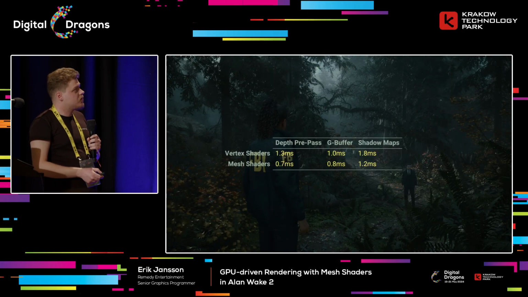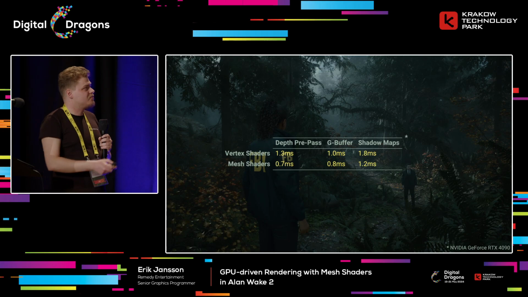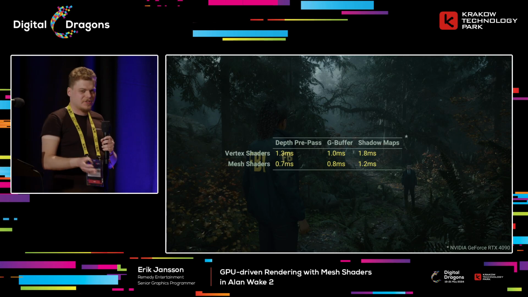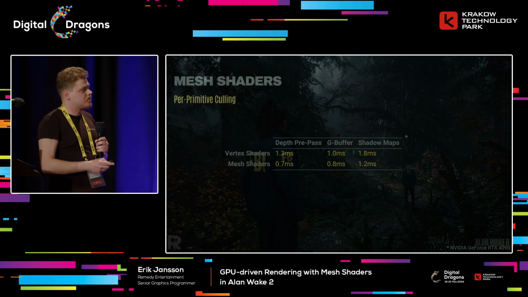And here's a comparison between vertex shader and mesh shaders. This is on a PC, and we have unfortunately thrown away the Xbox Series X vertex shader implementation, so I just have this on PC. But you can see that in some cases it's almost 2 times faster. This is not precisely because the mesh shader is faster. It's more to do with it being so much more precise at culling. You can cull meshlets instead of entire meshes. That's maybe the key takeaway here.